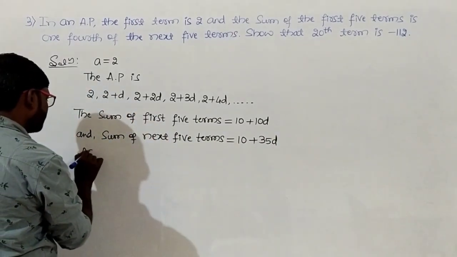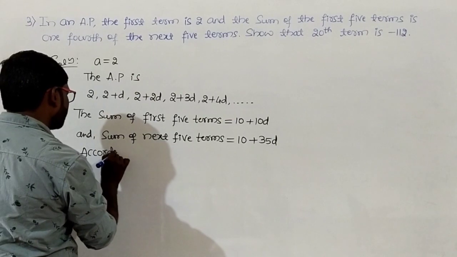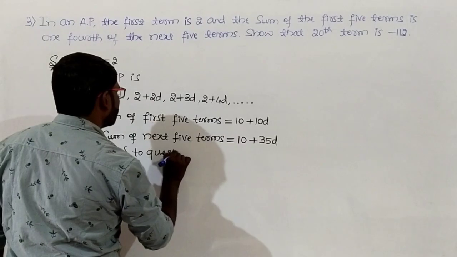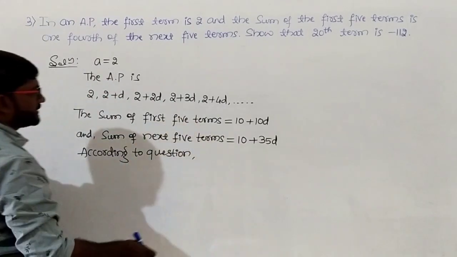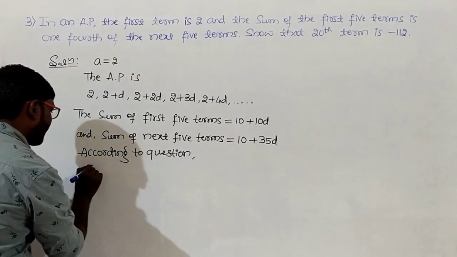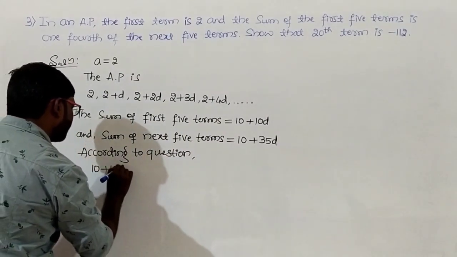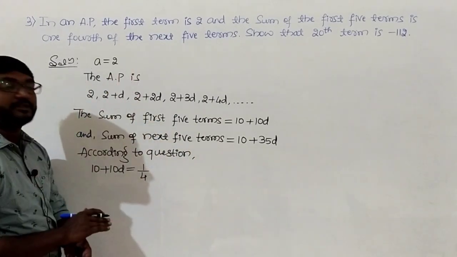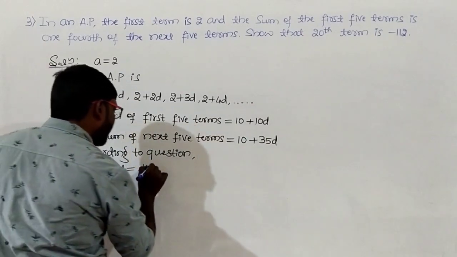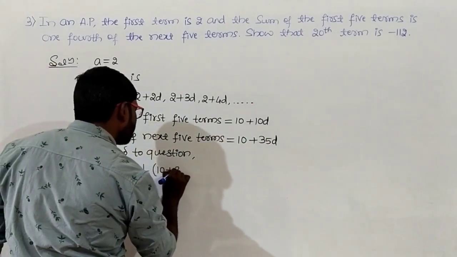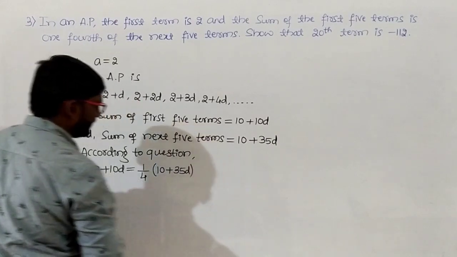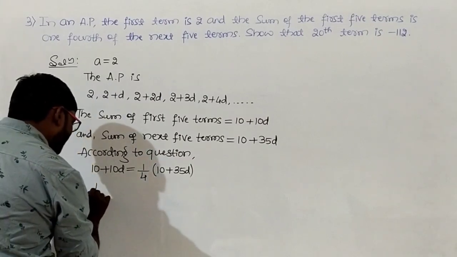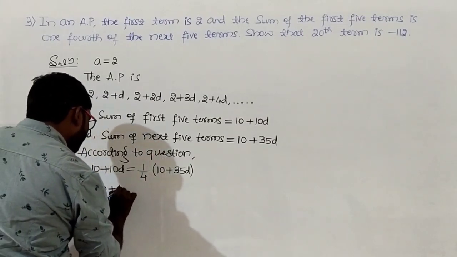According to the question, see what they have given. The sum of the first 5 terms is 10 plus 10d. This sum of the first 5 terms equals 1/4 of the sum of the next 5 terms, which is 10 plus 35d. Now I take 4 to the LHS. It will be multiplied with the first term as well as with the second term. You get 40 plus 40d.